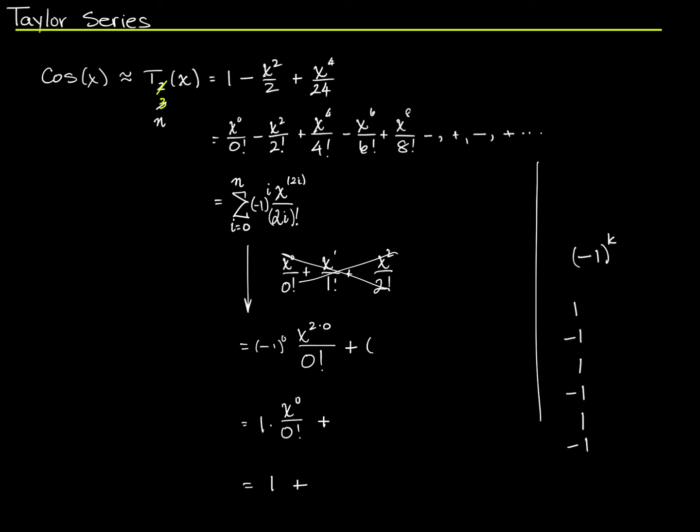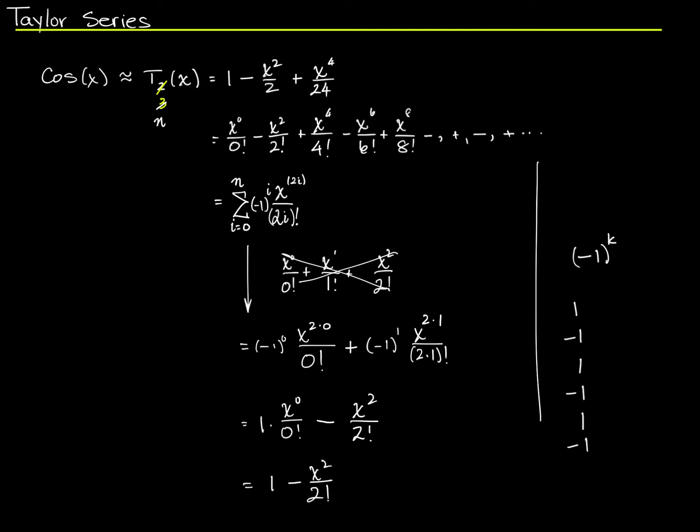But then I'm going to have for my next term negative 1 to the power of 1 times x to the power of 2 times 1 over 2 times 1 factorial. That's going to be equal to, and now erase this plus, because negative 1 to the power of 1 is negative 1, so it's going to be minus x squared over 2 times 1 is 2, so I get 2 factorial.